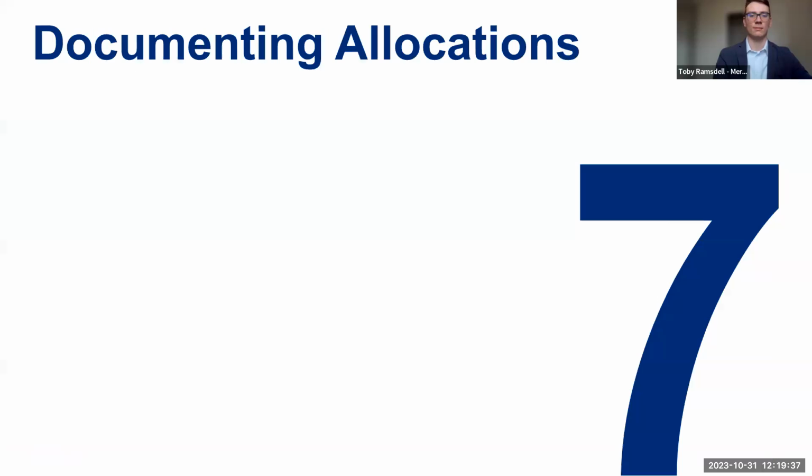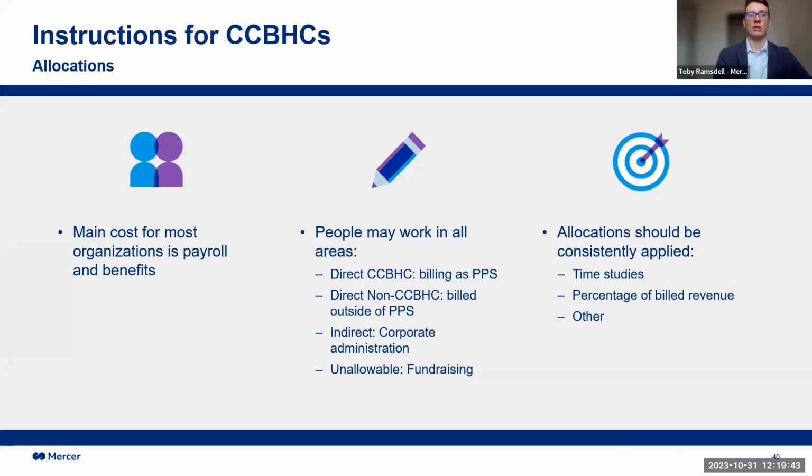All right. So moving on to documenting allocations, there's a tab in the cost report called allocation descriptions, where you can document any allocations that are made. You may also choose to record and document allocations in supplemental schedules, which is perfectly acceptable as well.